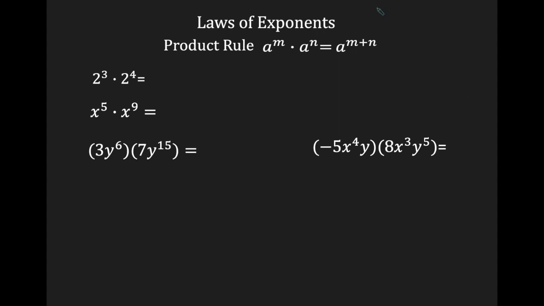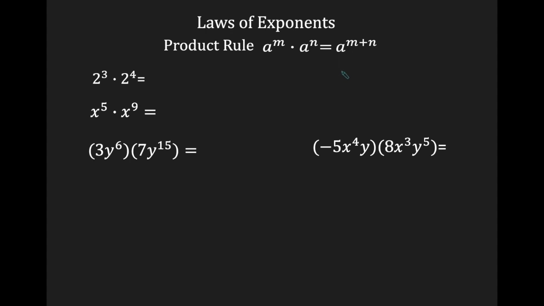Now, the product rule states that if you have a base raised to an exponent m and you're multiplying by a matching base raised to an exponent n, you will keep your base and add your exponents.